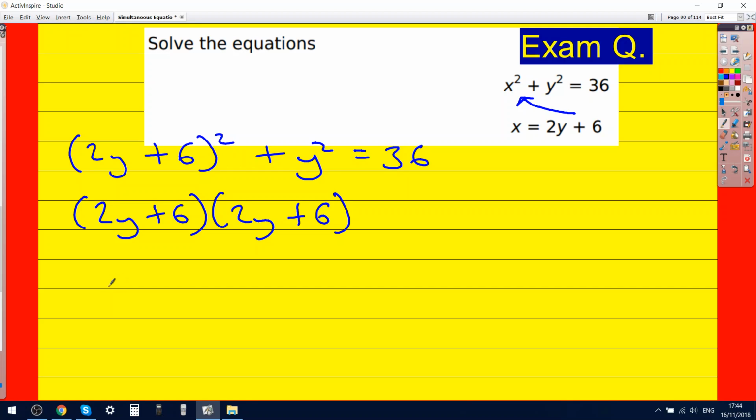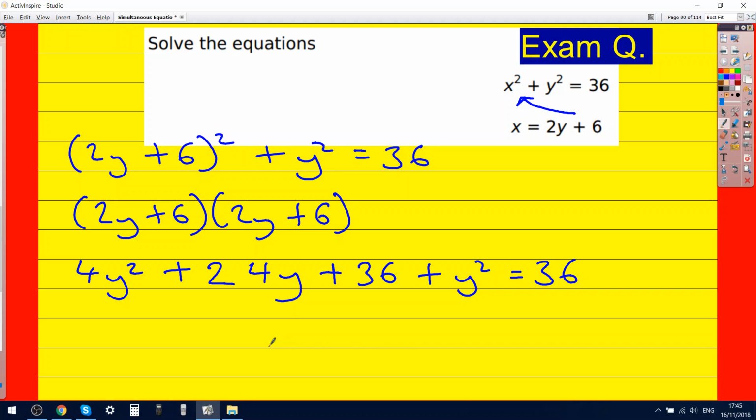So if you do 2y times 2y, that's 4y squared. 2y times 6 is 12y. Would it be plus 24y? Yeah, in total plus 24y. So the answer is 4y squared plus 24y. And the last bit, 6 times 6, add 36. That's it.